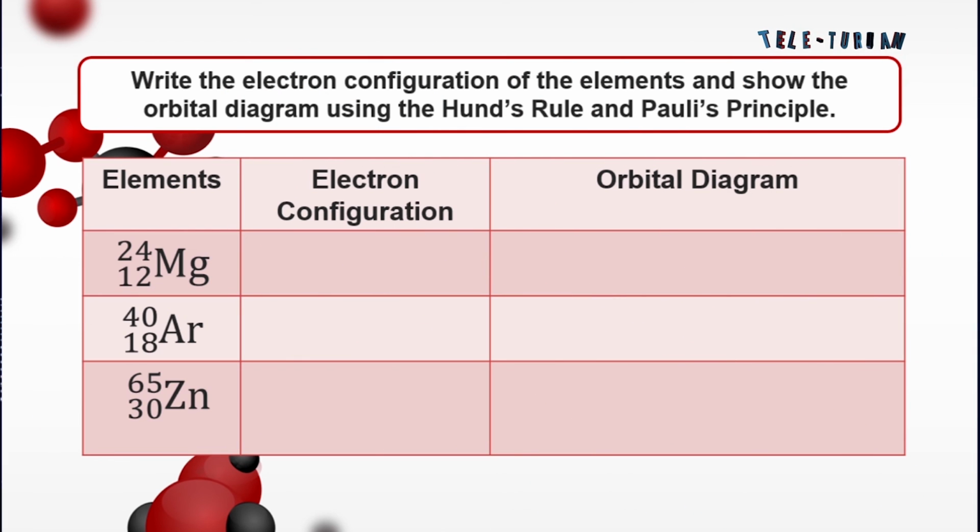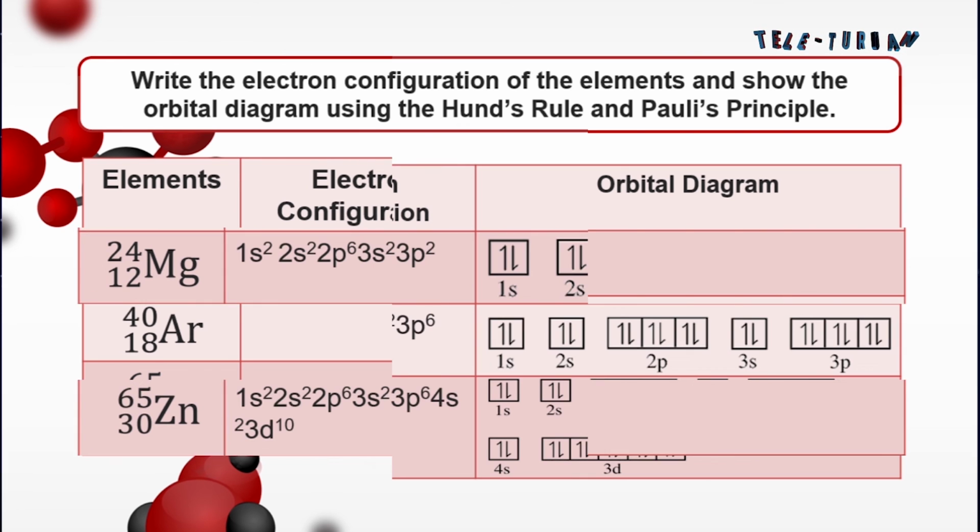Now let me test your understanding of our lesson. Write the electron configuration of the elements and show the orbital diagram using Hund's rule and Pauli's principle.